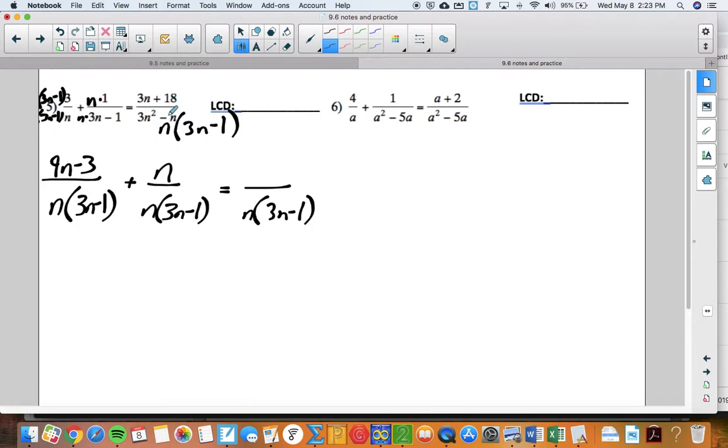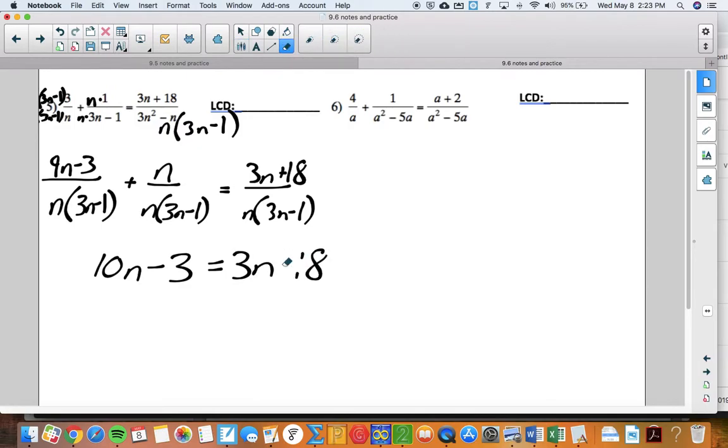On top, I didn't need to multiply the bottom by anything, so I don't need to multiply the top by anything, so I just have 3n plus 18. So now before we can add these together now actually, because they have a common denominator, I would get 10n minus 3. And then you're probably like, you know what, I can just drop the fraction now because we have that common denominator on the left and the right side of the equation. Oops, that's a plus sign right there.